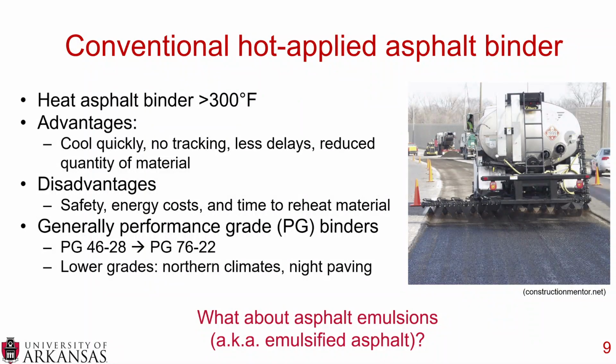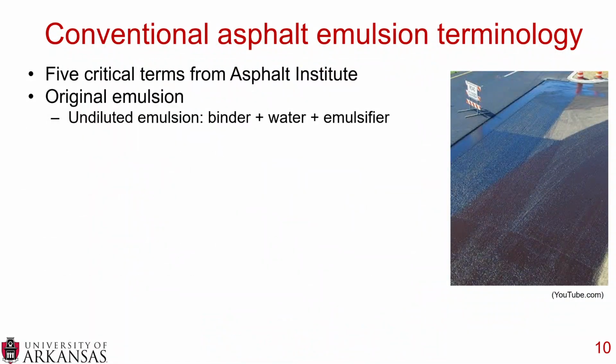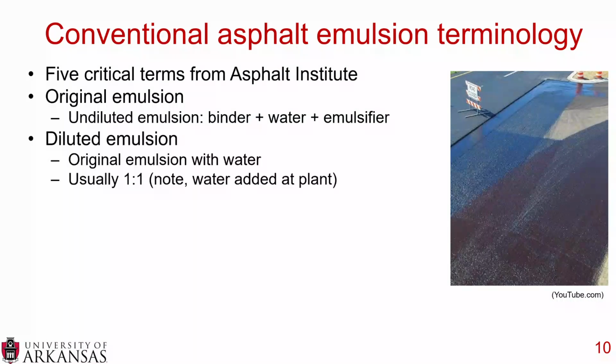Now, what about asphalt emulsions, also known as emulsified asphalt? Well, let's talk about some terminology for conventional asphalt emulsions. There's 5 critical terms according to the Asphalt Institute. The first is the original emulsion, and this is undiluted emulsion, which is simply binder plus water plus emulsifiers. There is diluted emulsion, which is the original emulsion diluted with water, and it's usually diluted 1:1, so 1 part emulsion, 1 part water. And please note that the water needs to be added at the plant. If you're diluting an emulsion, you should not do that in the field.